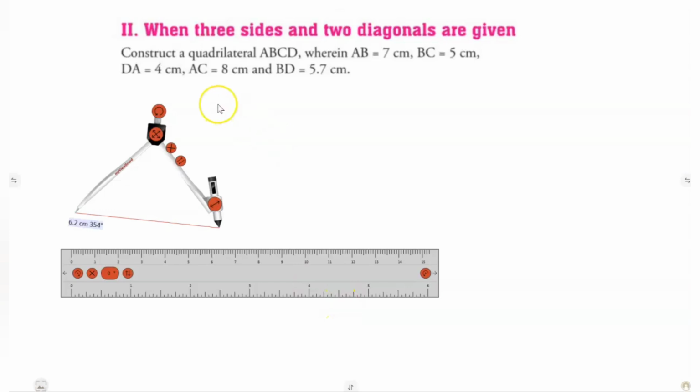Now let us go to the second model of construction of quadrilaterals. Let us see how to construct when 3 sides and 2 diagonals are given. Make a note that always there should be 5 measurements given to construct any quadrilateral. So let us see an example where we are given 3 sides and 2 diagonals.